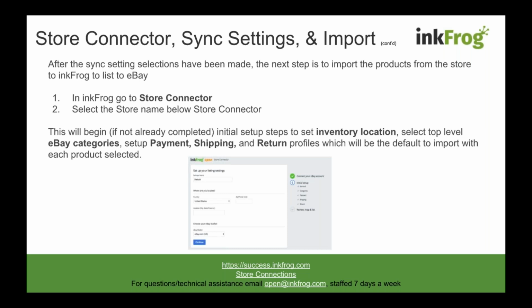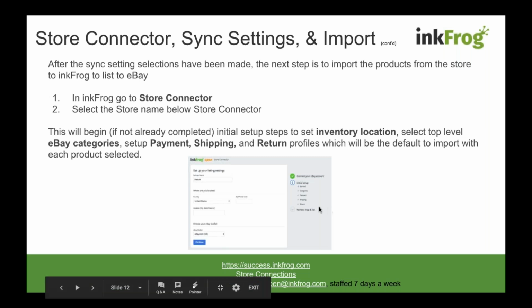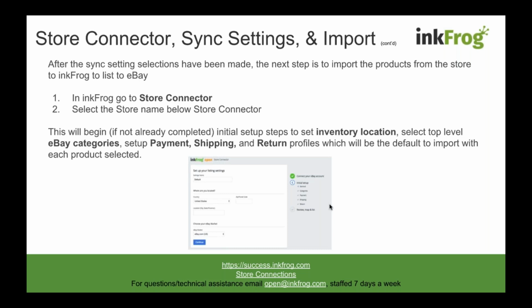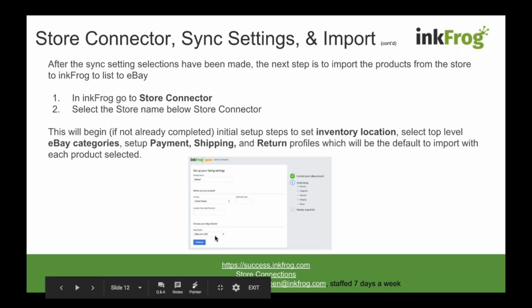In InkFrog, you'll go to your store connector, and then you can select the store name below store connector, and it'll get you to this page that you see here. If it hasn't already been completed, it'll require some initial setup steps. The first screen here will show your inventory location. That's where your products are going to ship from, and that's the information you'll want to put in here. And then you'll also choose your eBay market here as well.